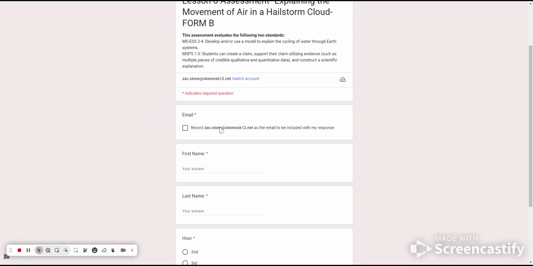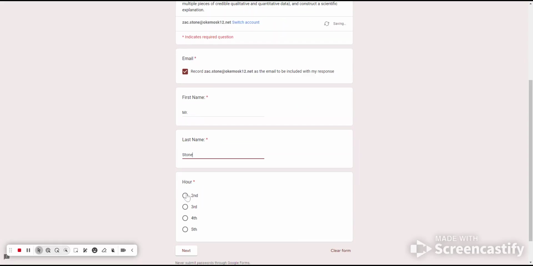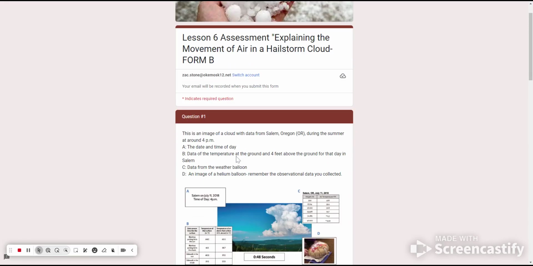So with this, first thing you do, yes, you want to record your email, then you're going to type in your first name, and then your last name, and pick what hour you are in. And then as we move forward, question number 1.